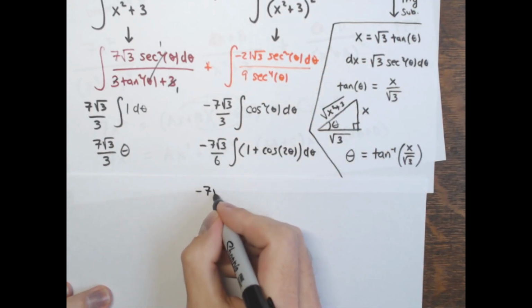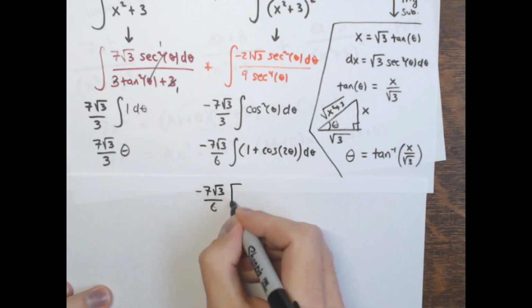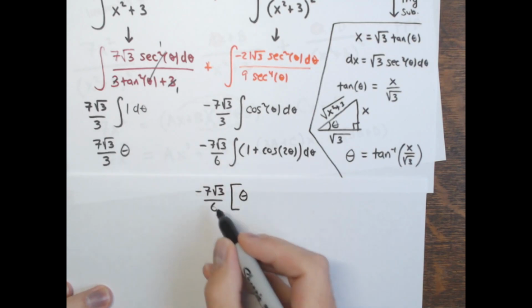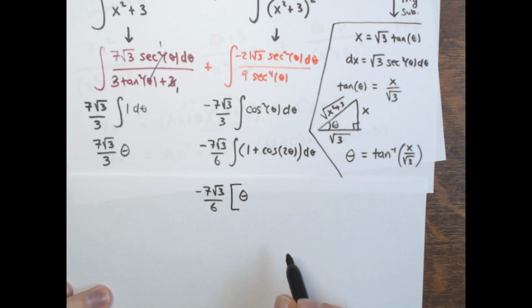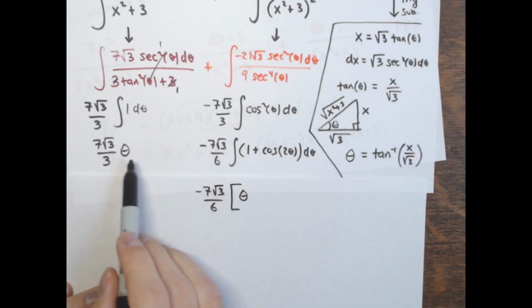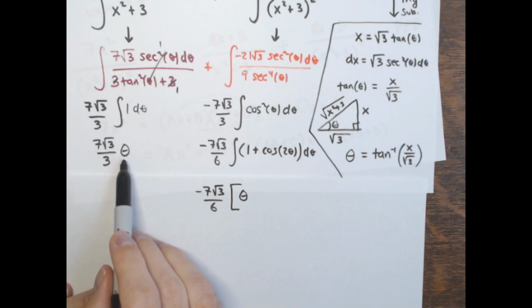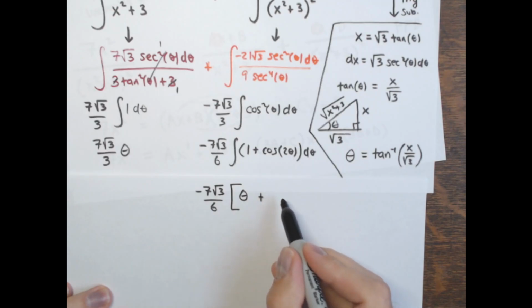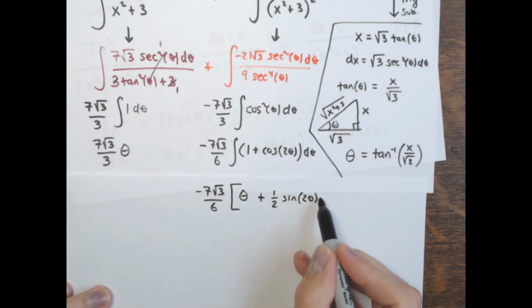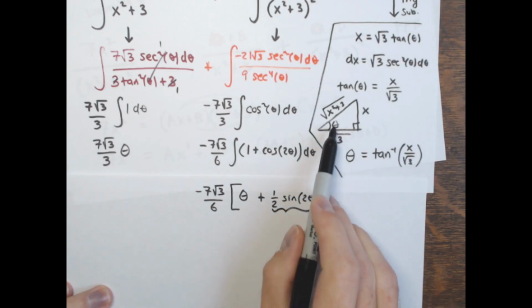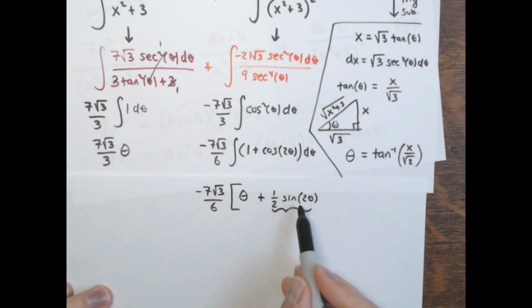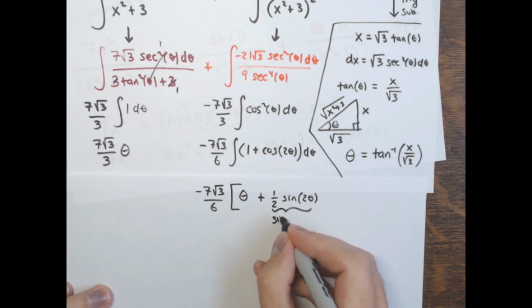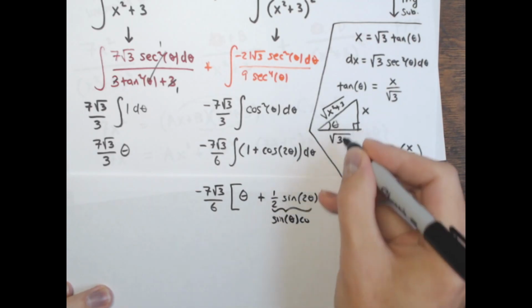So we got negative 7 root 3 over 6. And then integrate this. This is just theta, which I can actually put together with the other theta. I got another theta from the earlier integral. And then the integral of cosine 2 theta would be half sine 2 theta. But half of sine of 2 theta, right? I have a triangle here involving just theta, not 2 theta. Remember, sine of 2 theta is 2 sine theta cosine theta, so half of that is just sine theta cosine theta, which I can get from my triangle.